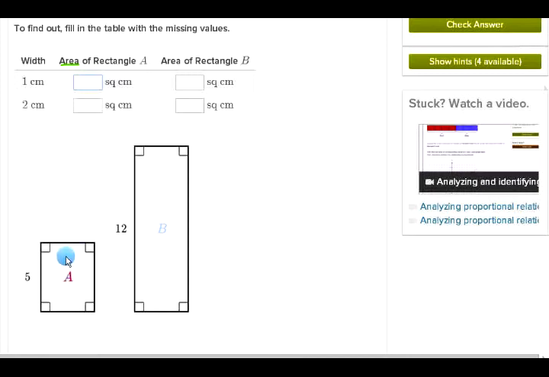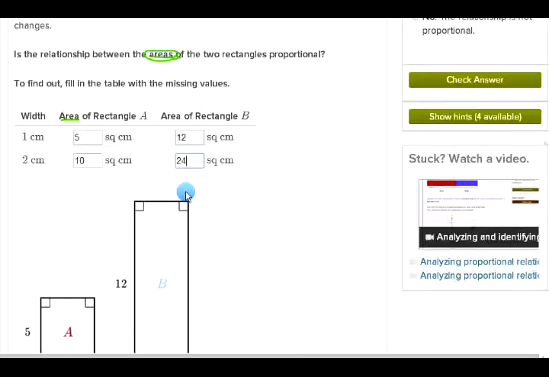Rectangle A, height of 5, width of 1, 5, 1. Those are the only two numbers I need because area is length times width. 5 times 1 is 5. 5 and a width of 2, that's 10. Let's go to rectangle B. 12 and 1. 12 times 1 is 12. 12 and 2, that's going to be 24.